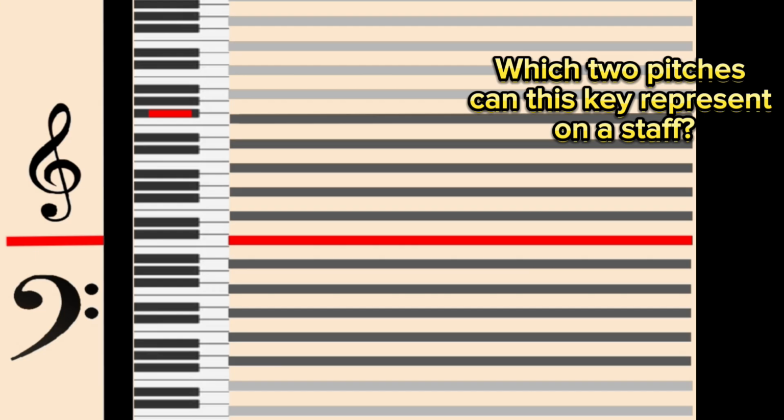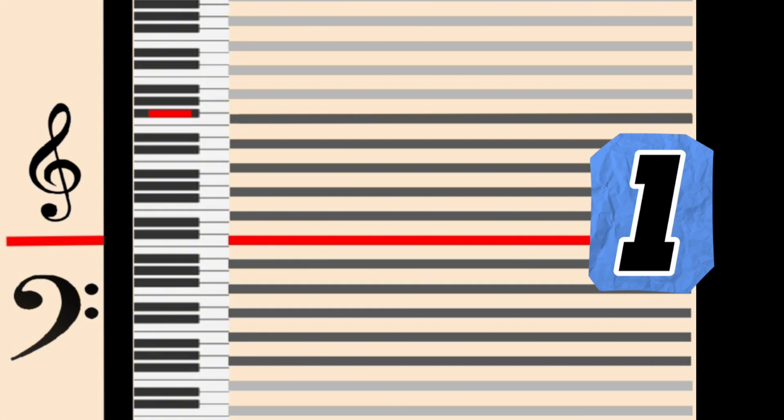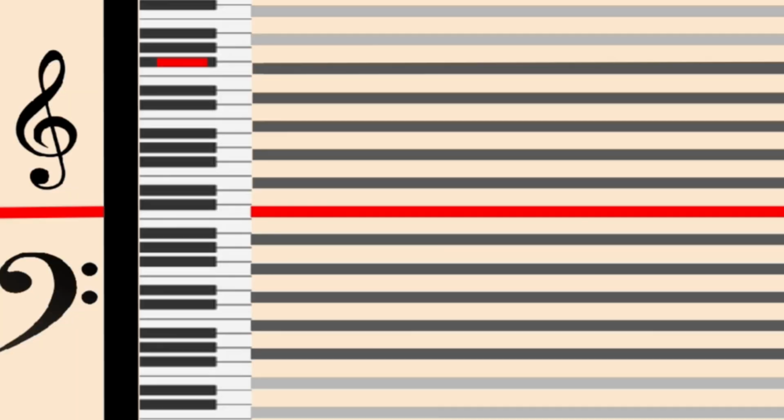Which two pitches can this key represent on a staff? First, identify the nearest two adjacent keys. Second, write the pitches to those keys on the staff. Third, write a sharp to the left of the pitch that goes up a semitone, and the flat to the left of the pitch that goes down a semitone.